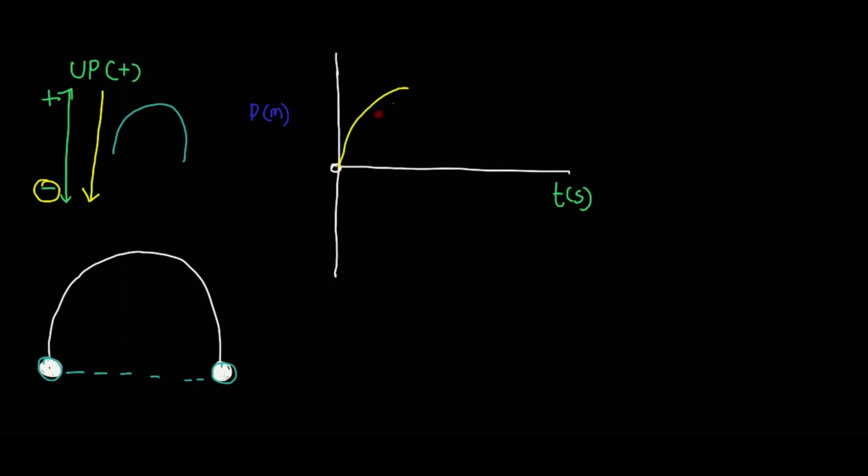And then let's say this object reaches the maximum height, from here, of 5. So you will have 5 here on your position time graph. And then this object, obviously, reaches the maximum height at a certain time. So let's say it reaches the top at 10 seconds, so here we will have 10.